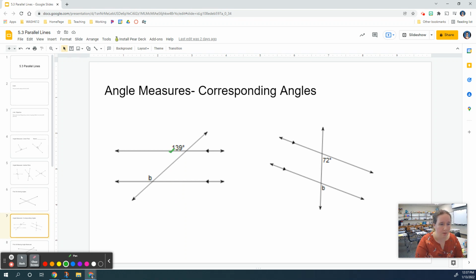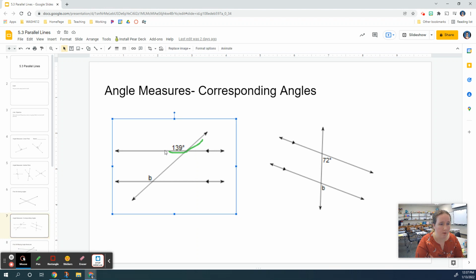Okay, so here I've got this 139 degrees. And if I were to take this green part right here and slide it down, I would show that angle B and this 139 degrees are the same shape. Okay, so any corresponding angle, if I take an angle with a transversal and a parallel line, slide it down that transversal, they are going to be congruent or equal. So this would also be 139 degrees.